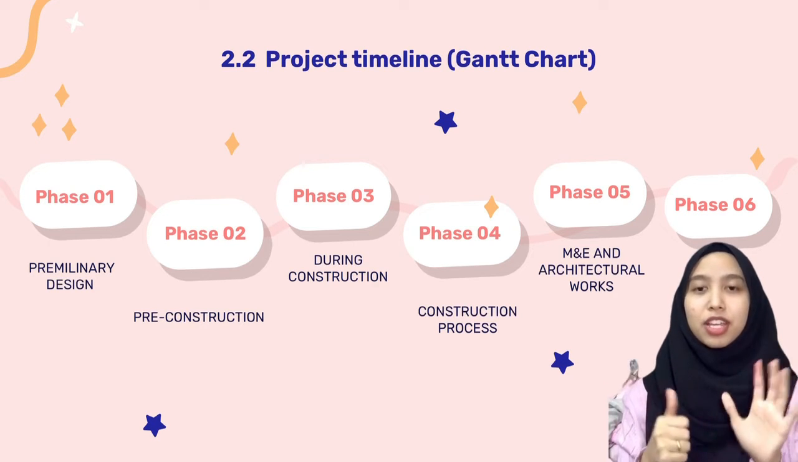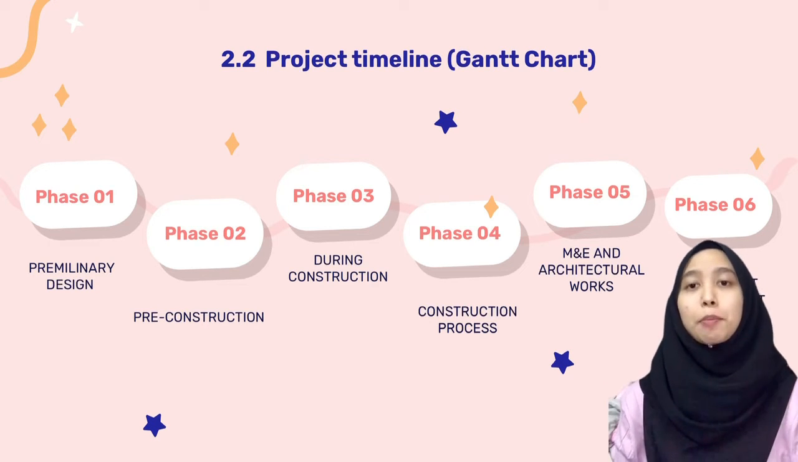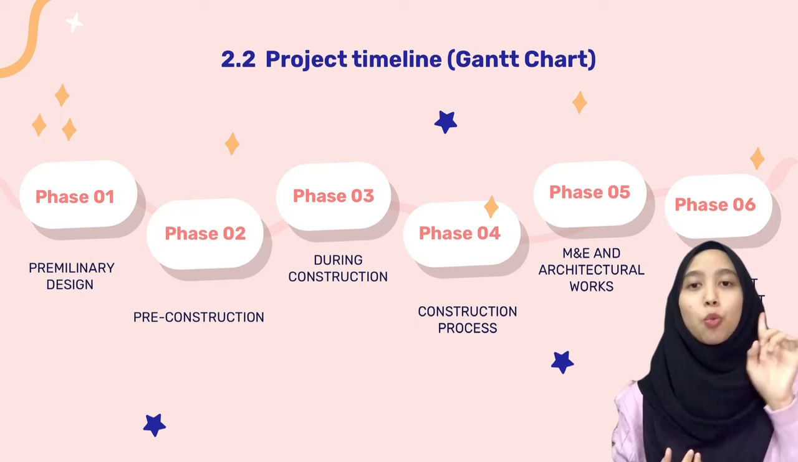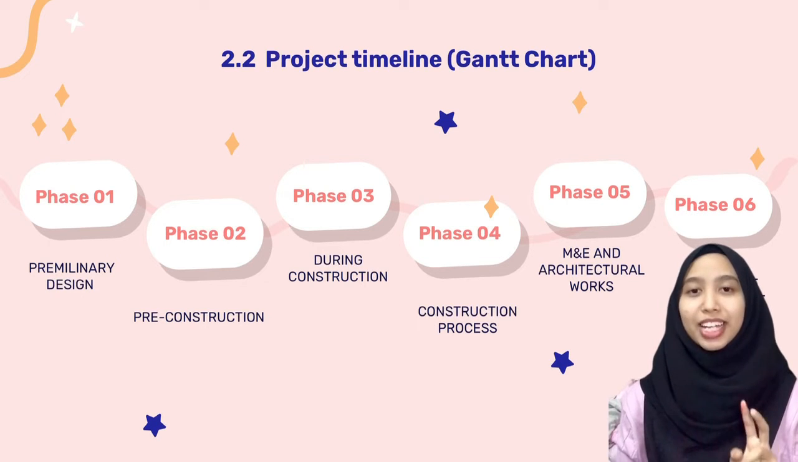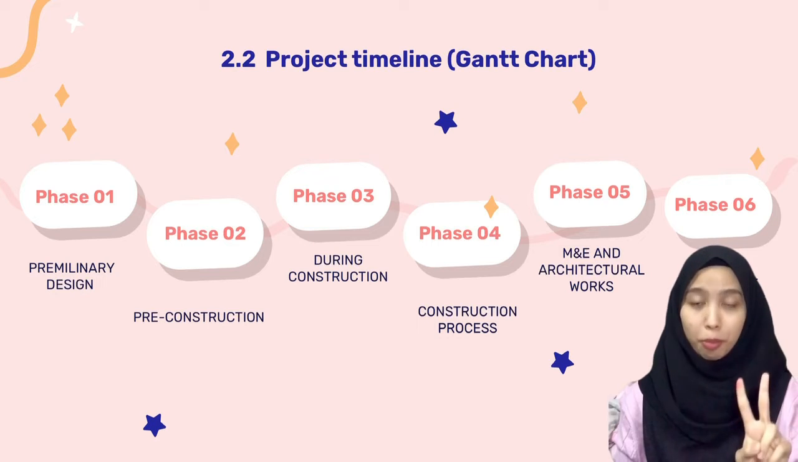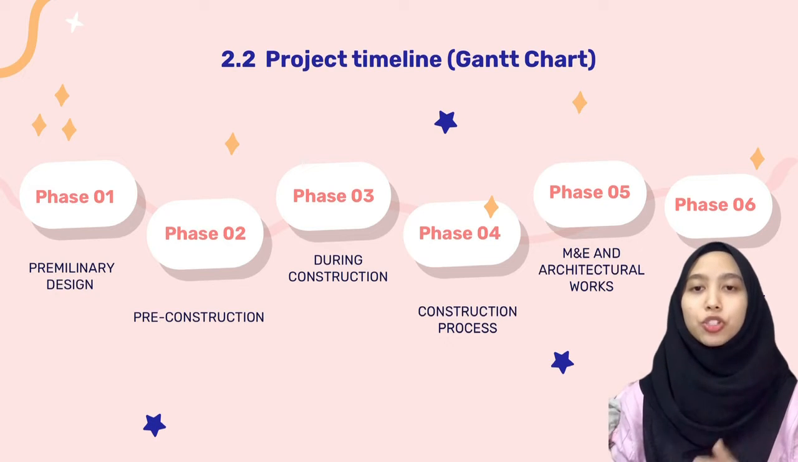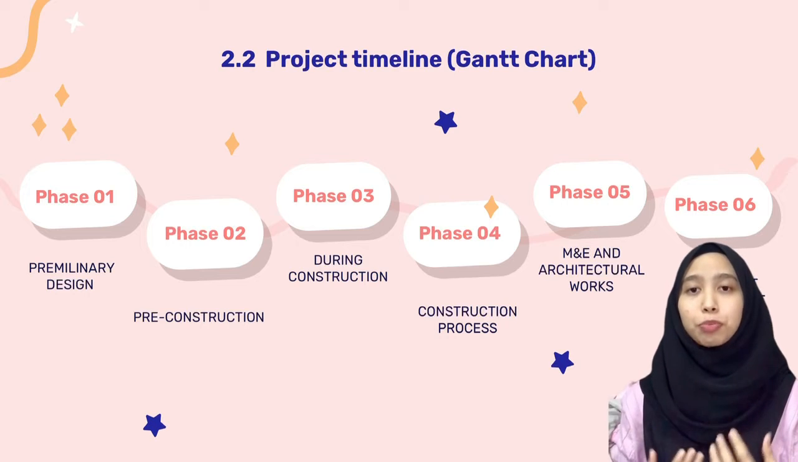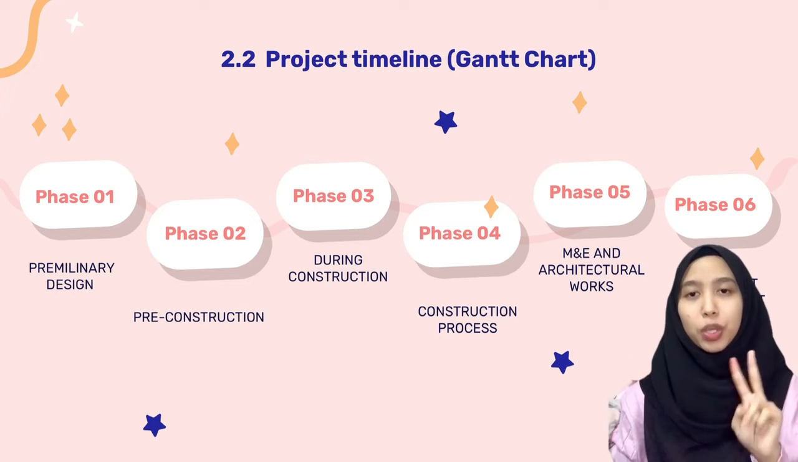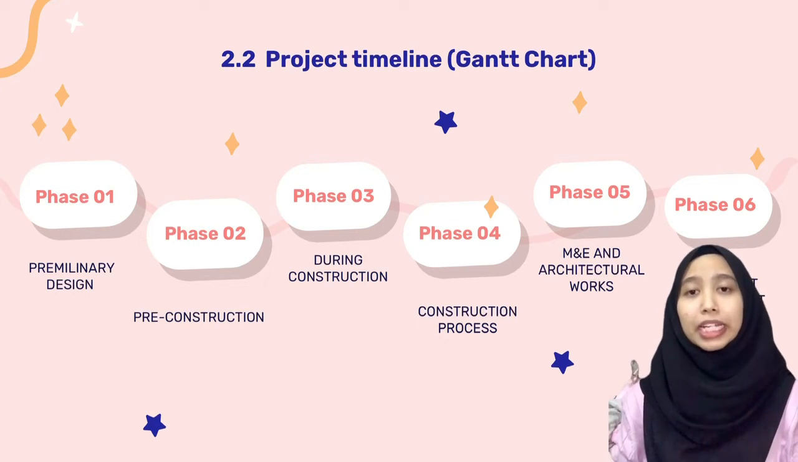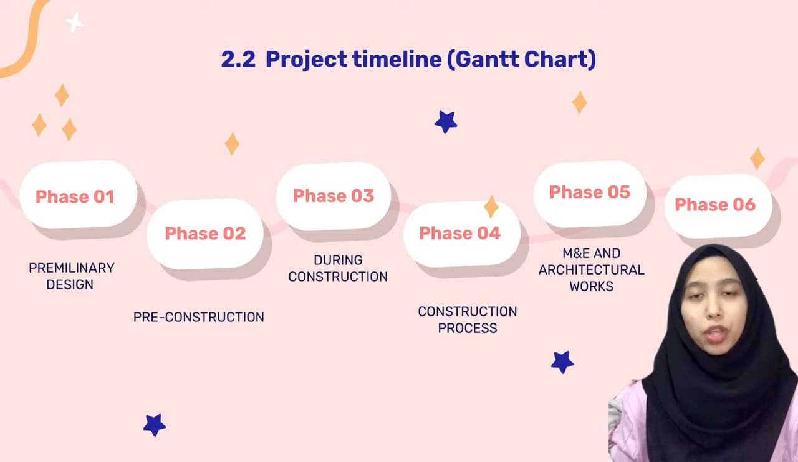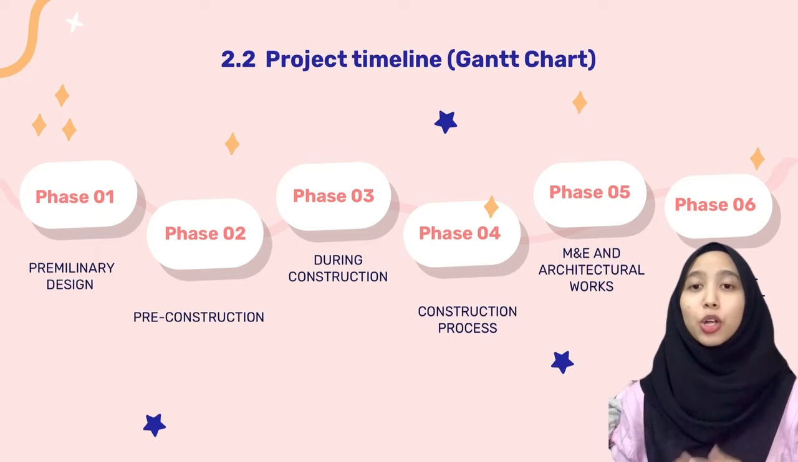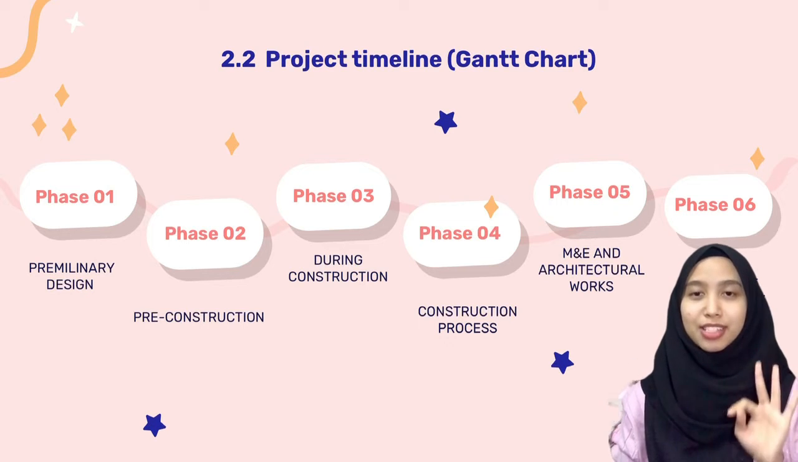there are 6 phases in our project. Firstly, preliminary design, which takes 1 month to complete. Secondly, pre-construction that takes 2 months. Thirdly, during construction that takes 1 month, 3 weeks. Fourthly, construction process that takes 7 months, 2 weeks. And fifthly, mechanical, electrical and architectural works that take 4 months, 2 weeks. And last but not least, closeout that only takes 3 weeks.